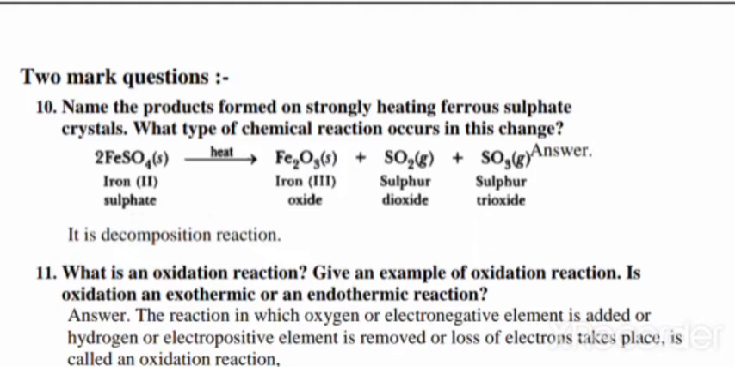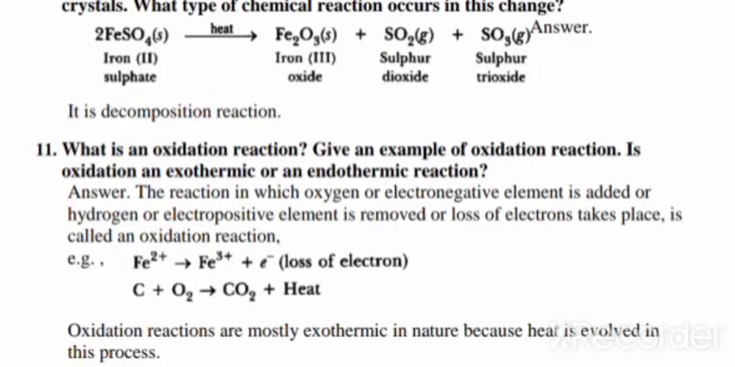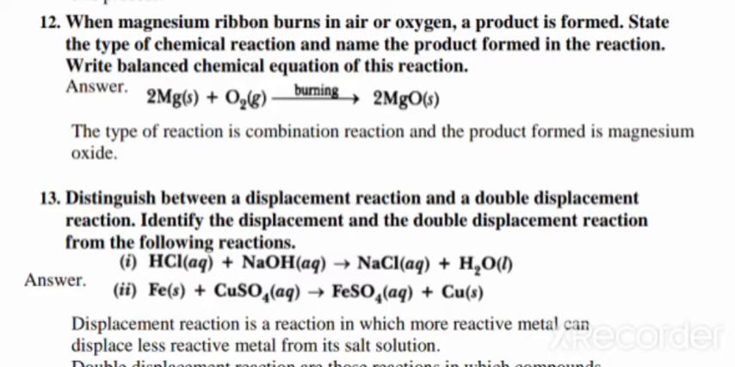What is an oxidation reaction? And is an oxidation reaction exothermic or endothermic? Here oxidation reaction, the reaction with oxygen. Okay, addition of oxygen. The reaction with oxygen, and here electronegative element is added, electropositive element is removed, Fe plus 2 to Fe plus 3, it loses one electron. It is an exothermic reaction because heat is evolved in the process. This question is repeated a number of times.